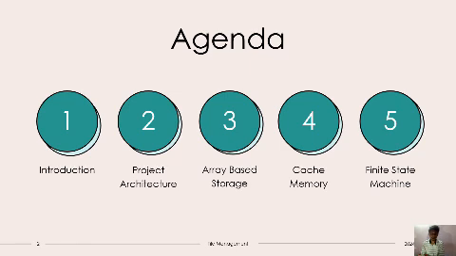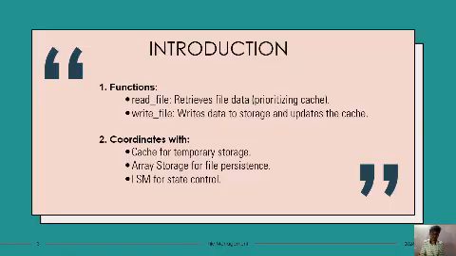Let's give a brief introduction about our project. At first, the functions we have used: read file, which retrieves the file data which is created or which has data in it. Another one is write file, which writes data, stores it, and also updates the cache. Also, we have used cache memory for temporary storage, meaning recently accessed or executed data will be stored in the cache memory.